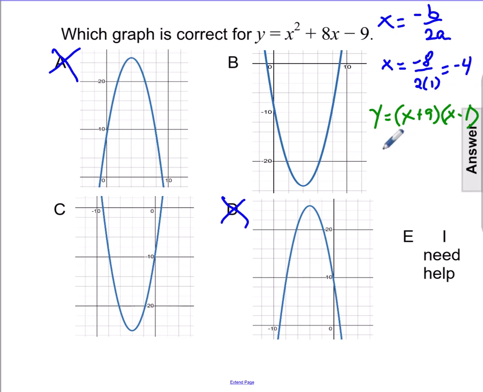Setting them both equal to 0, we get x plus 9 equals 0 when x is equal to negative 9, and x minus 1 equals 0 when x is equal to positive 1. So the x-intercepts will happen at x equals negative 9 and x equals 1, and that's what we have here, negative 9 and positive 1. So whether we use method 1, the axis of symmetry, or method 2, the x-intercepts, both of those methods tell us that the correct answer is C.